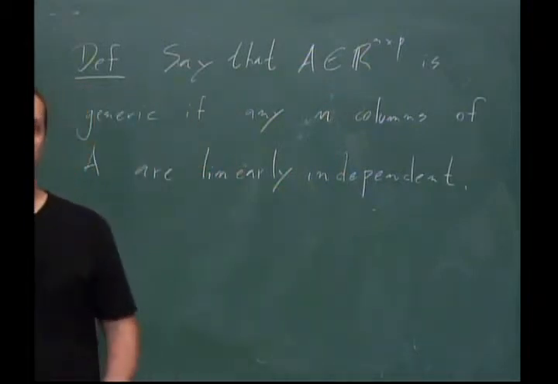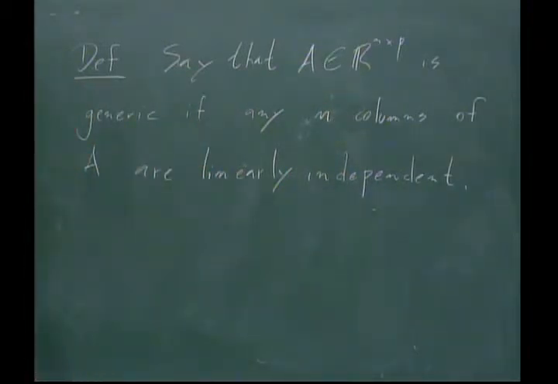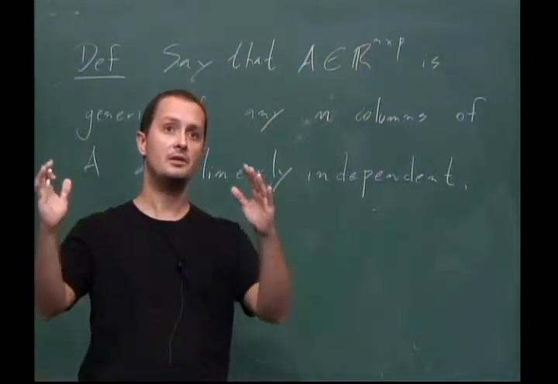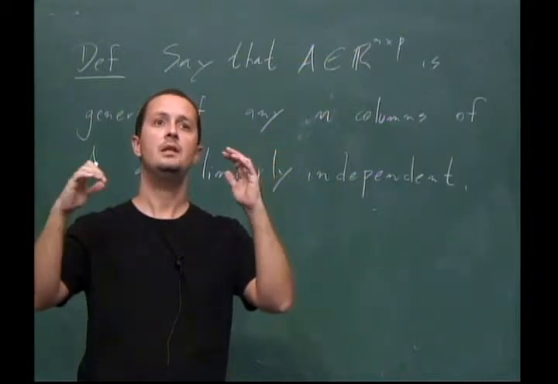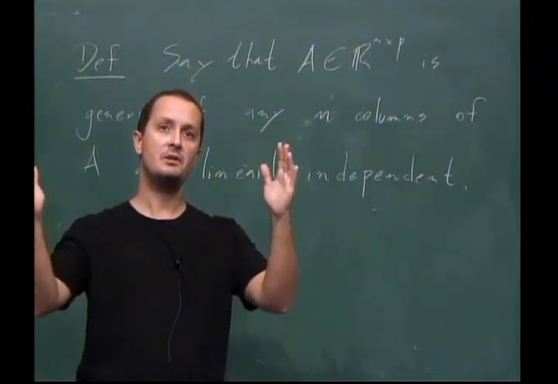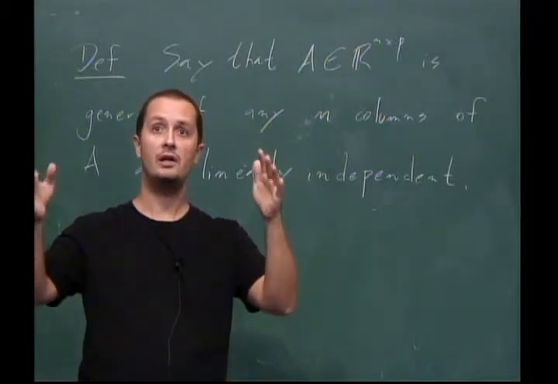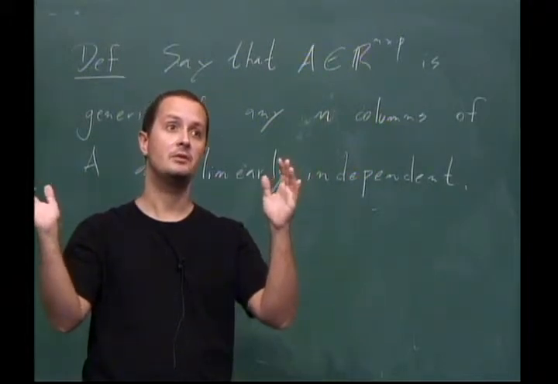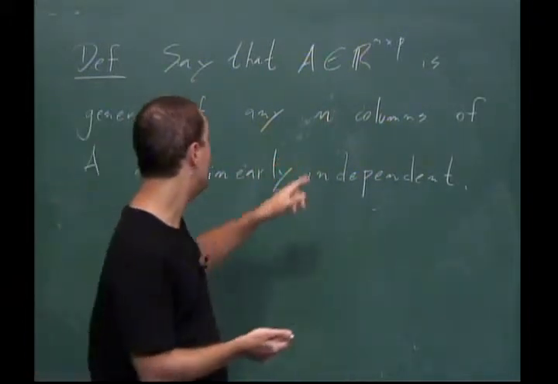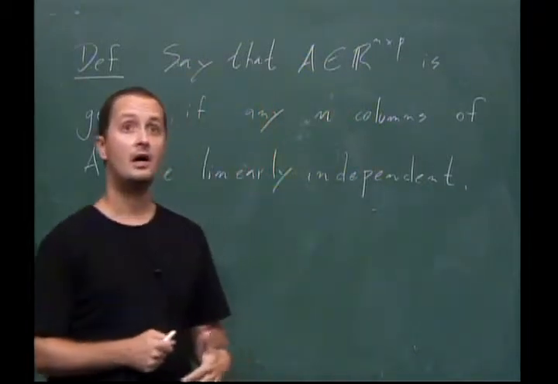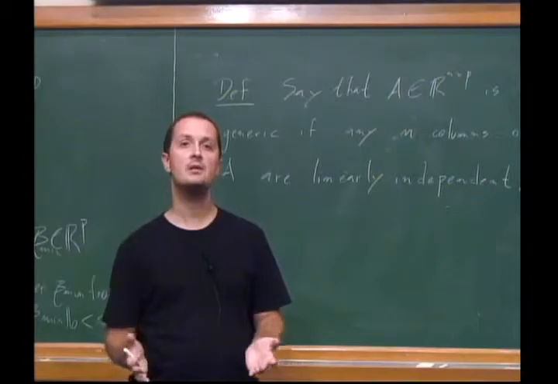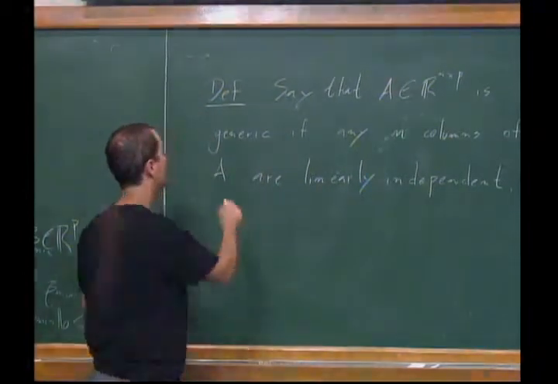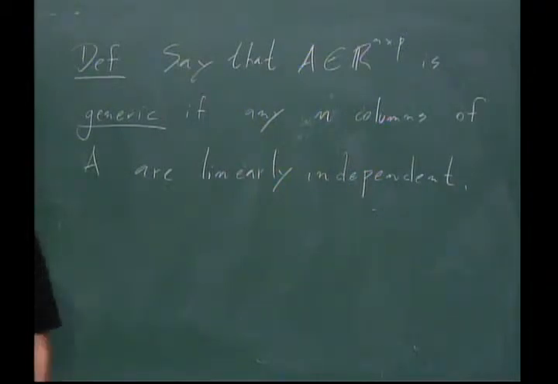It should be clear that this property is generic in the following sense. When you take n columns of A, you have n rows and n columns, so you have a square matrix. And the set of square matrices that are invertible and therefore have linearly independent columns is an open set in the space of all matrices. Or you can say, suppose that the entries of matrix A are random variables which have a density with respect to Lebesgue measure. Then you can show that the probability of A being generic is 1. That's very simple to prove.